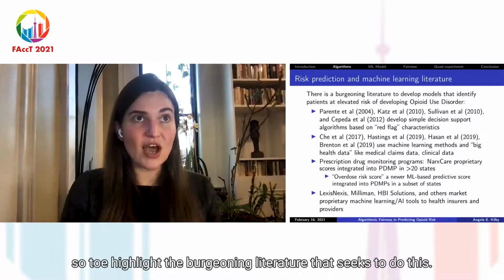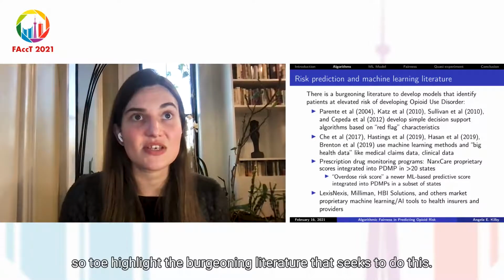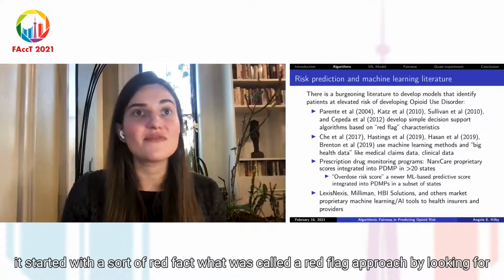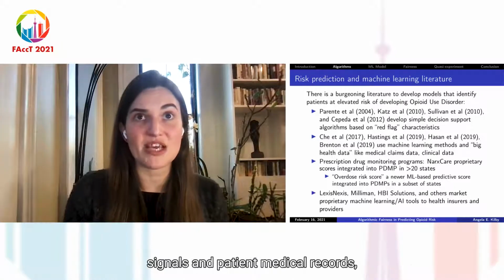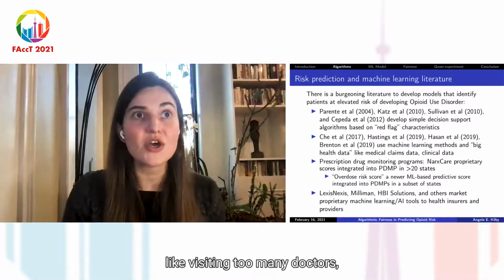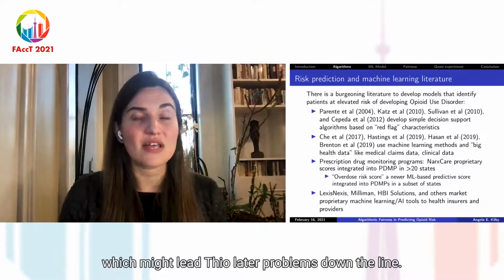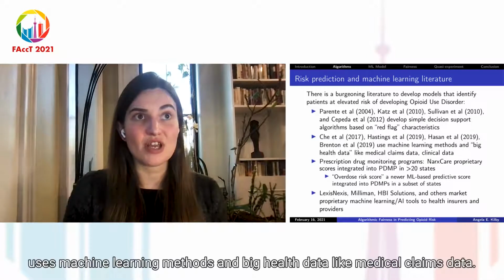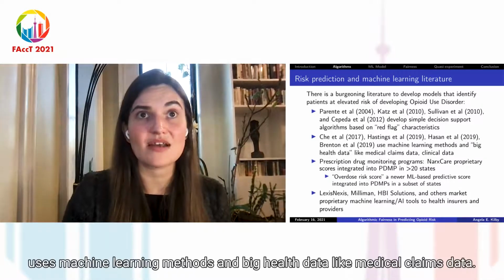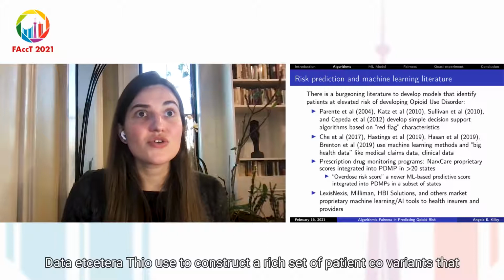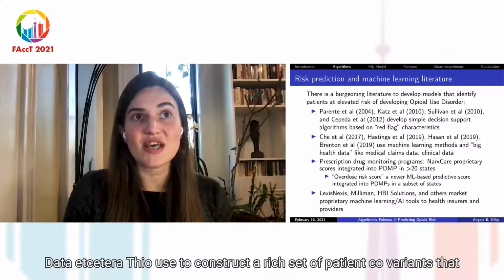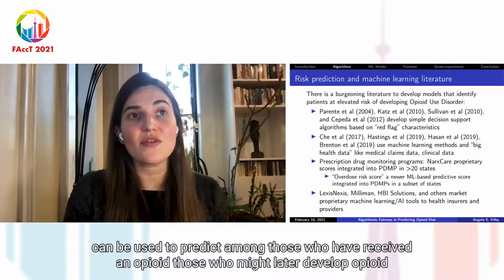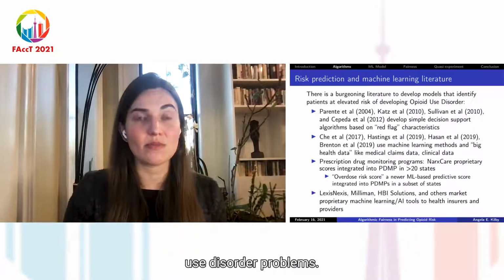So to highlight the burgeoning literature that seeks to do this: it started with what was called a red flag approach, looking for signals in patient medical records, like visiting too many doctors, which might lead to later problems down the line. The modern generation of models, by contrast, uses machine learning methods and big health data like medical claims data, EHR data, et cetera, to construct a rich set of patient covariates that can be used to predict, among those who have received an opioid, those who might later develop opioid use disorder problems.